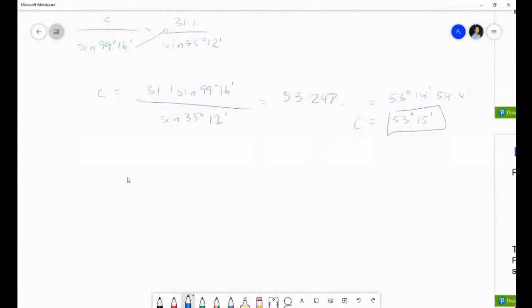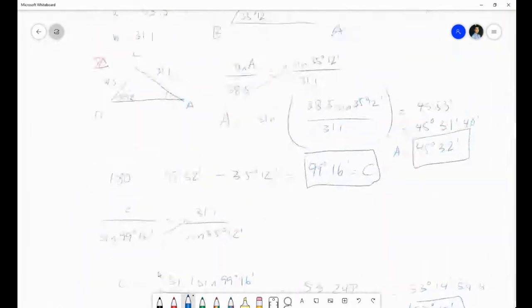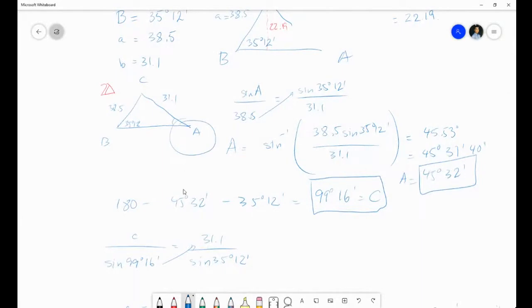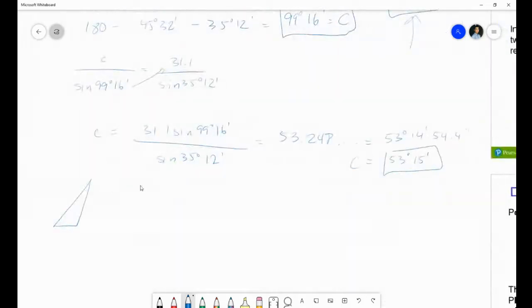Let's look at our second triangle. This time we're going to swing inward, so we're going to have a triangle that looks like this. Now we're going to pay attention to what our angle for A was, and we're going to use that in order to find our supplementary angle. So A was 45 degrees and 32 minutes. We're going to subtract that from 180 degrees.